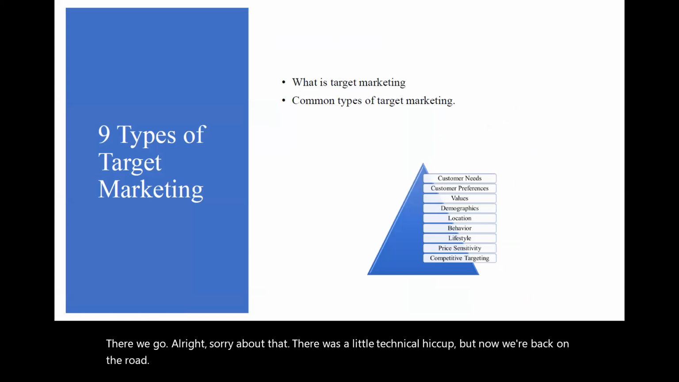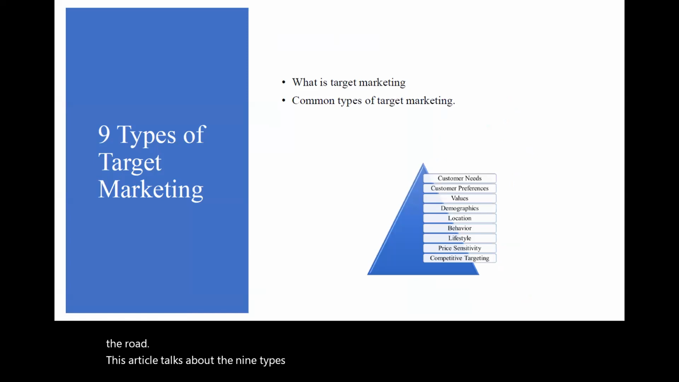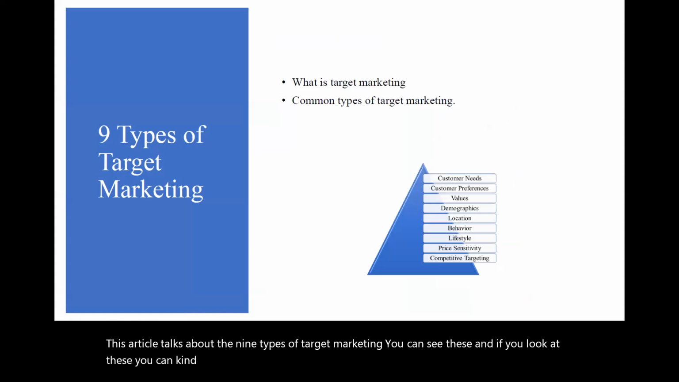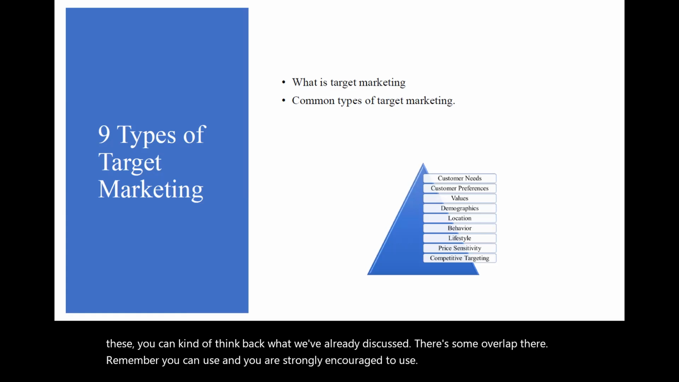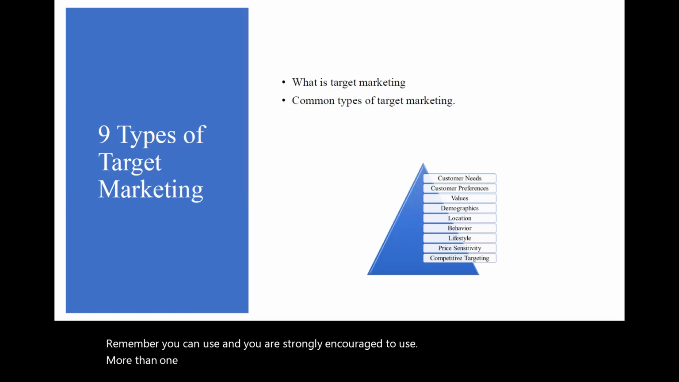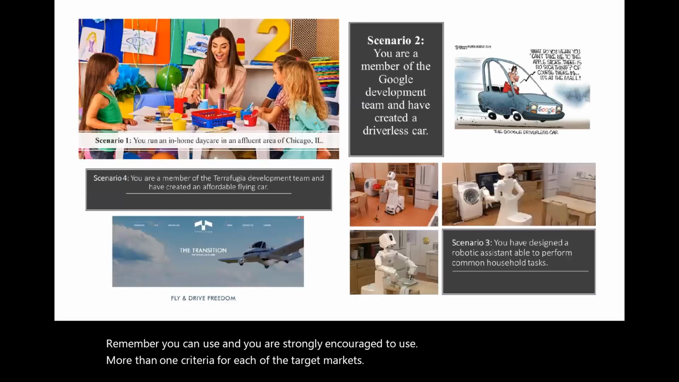This article talks about the 9 types of target marketing. You can see these, and if you look at these, you can kind of think back to what we've already discussed. There's some overlap there. Remember, you can use, and you are strongly encouraged to use, more than one criteria for each of the target markets. There we have it, the 4 scenarios.